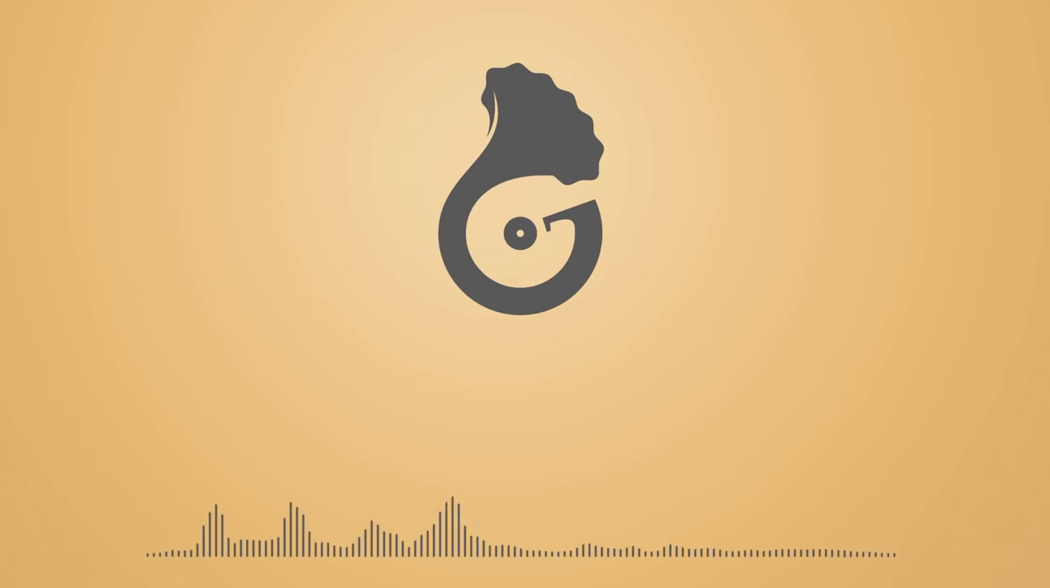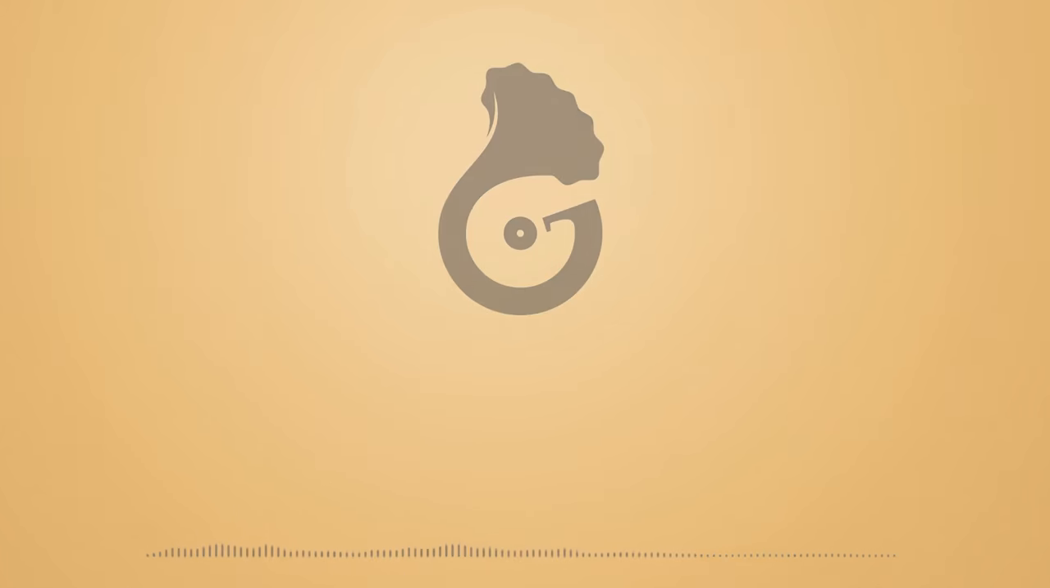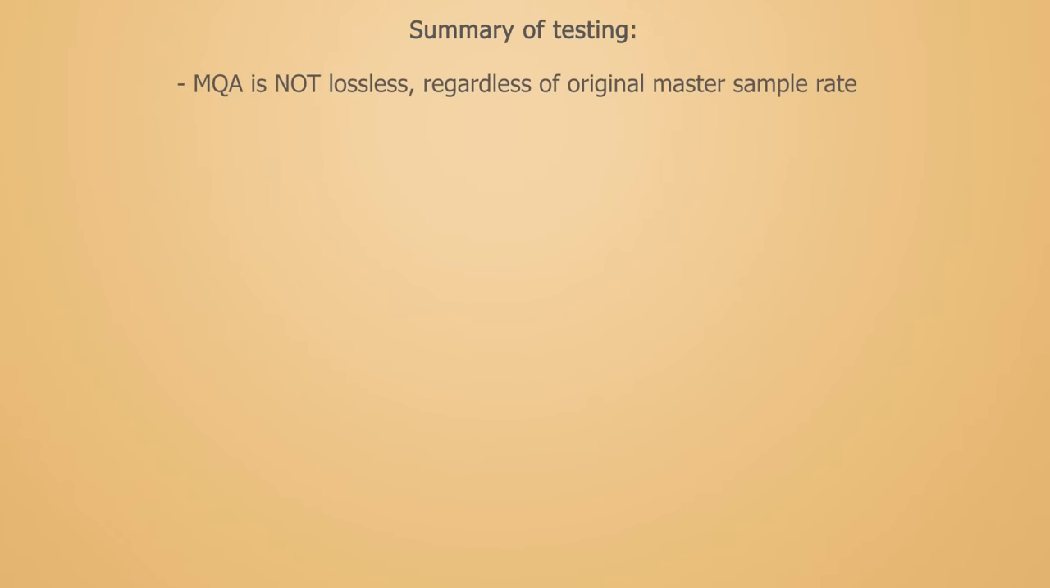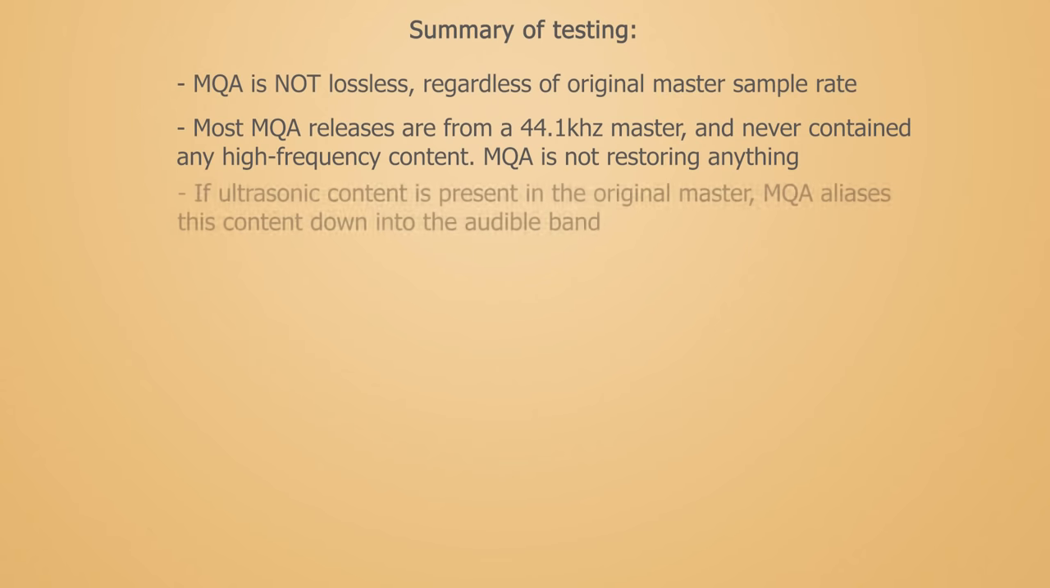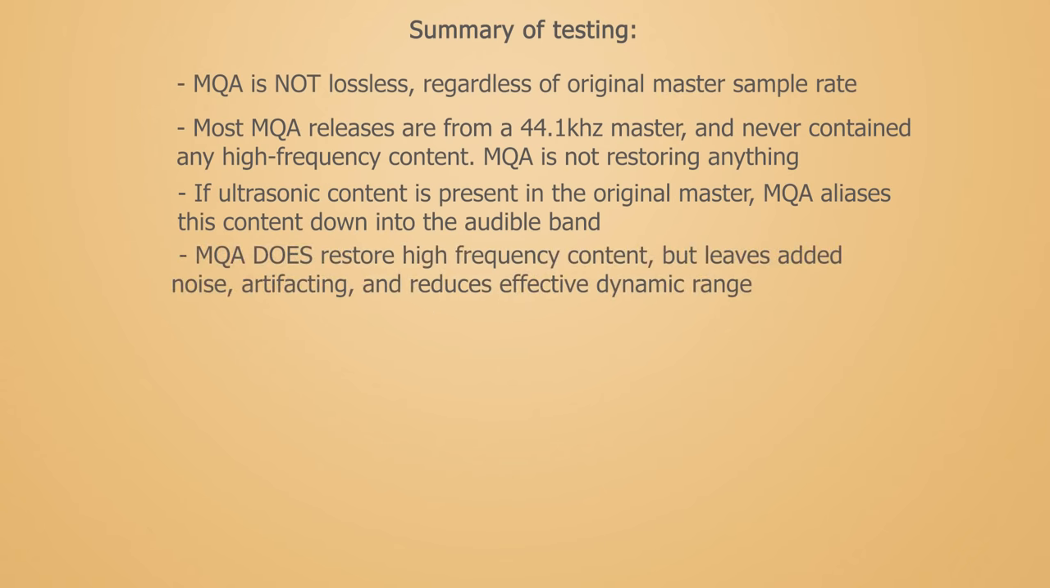So then, with the testing out of the way, let's quickfire some points that we now know. MQA is not lossless in either stock or unfolded form, regardless of the original file sample rate. Most MQA releases are just being upsampled and are not sourced from high-resolution masters. MQA aliases high-frequency content down into the audible range with minimal attenuation. MQA does put back high-frequency content and removes most of the previously aliased content when unfolded, but it leaves significant noise and distortion behind.